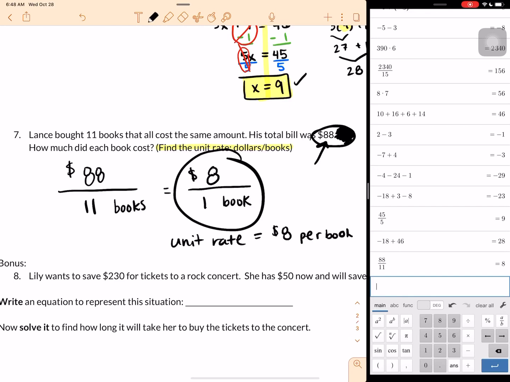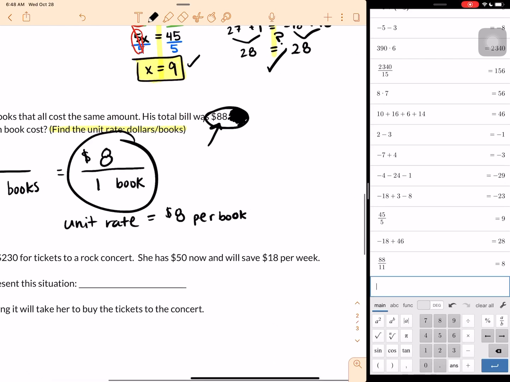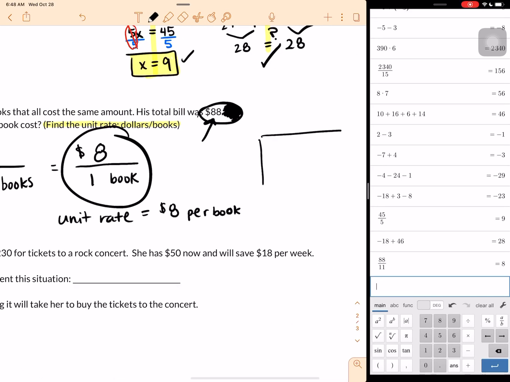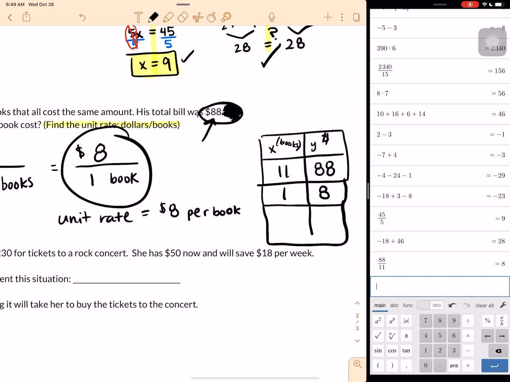So that means I can now tell you, what if I buy, so let's see here, if I have a little table here. So this would be my X, which are my books. And then my Y could be my dollars, right? How much I spend. So I know if I buy 11 books and I spend $88, then one book costs $8.